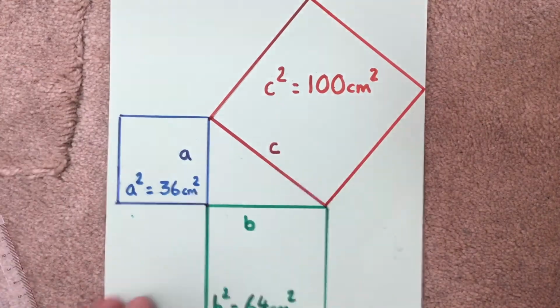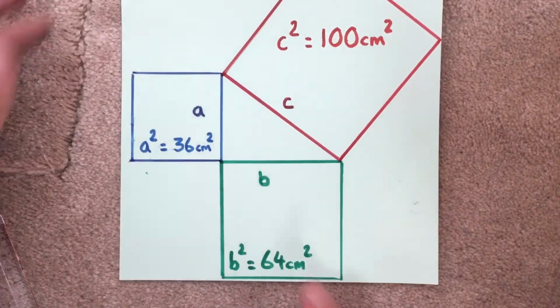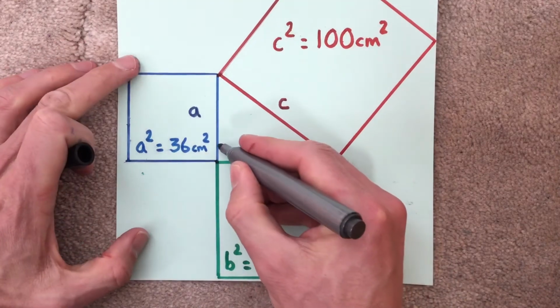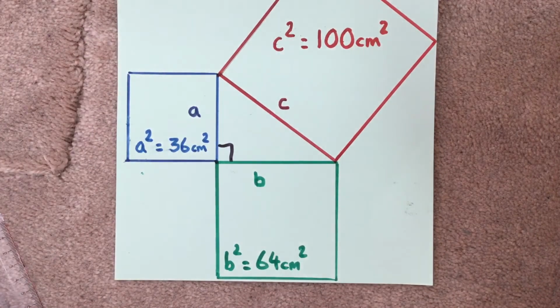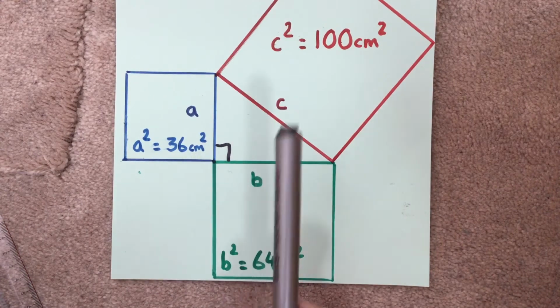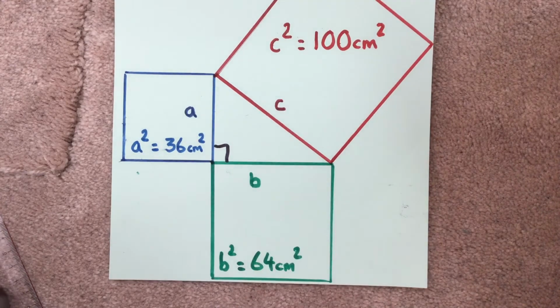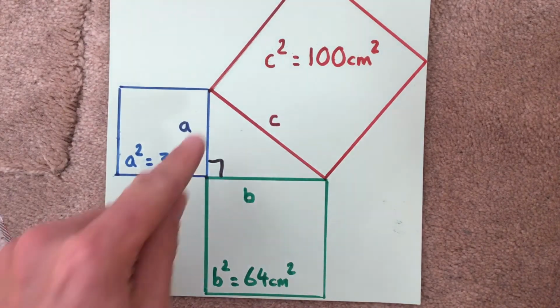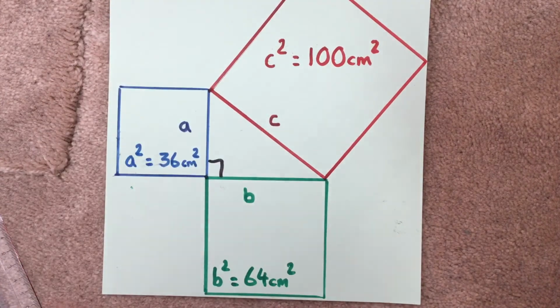So Pythagoras said whenever you have a right angle triangle, which we've got in the middle, I might just draw the right angle on so you can see it, he said that the square of side A add the square of side B is equal to, or the same as, the square of side C. And that allows you, and you'll do a lot of this at secondary school, to work out the mystery side. If you have 2 of the sides, you can work them out.